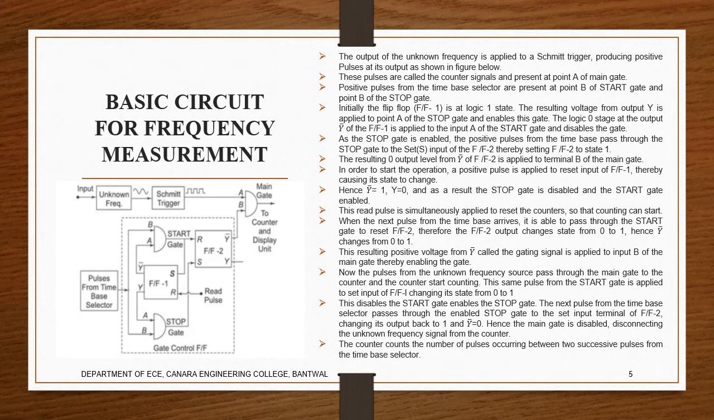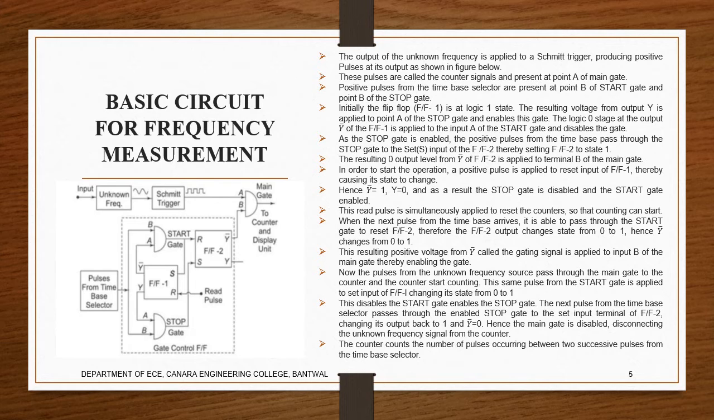Then we'll come back to that later. Another is the output of Y bar. So what is happening? It is giving 0. So that is given to the A input of the start gate. So here in the start gate, A is equal to 0, B is equal to 1, so the output is nothing but 0. So the start gate is disabled and here the stop gate is enabled.